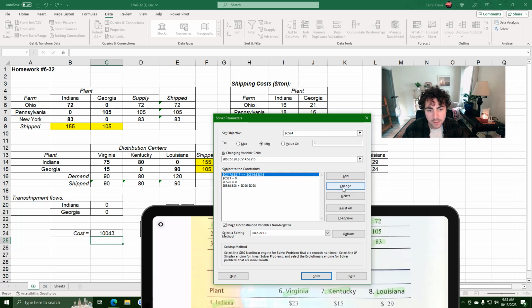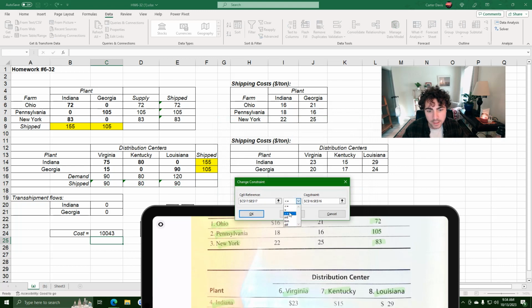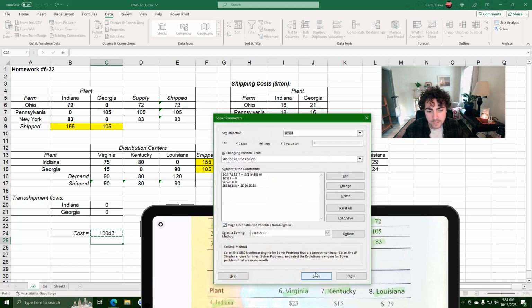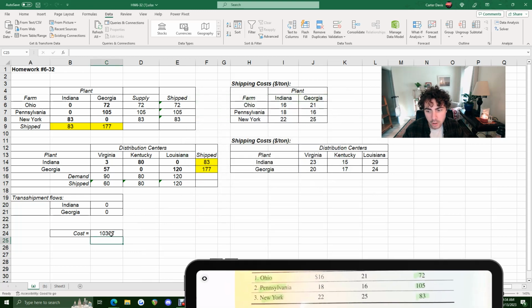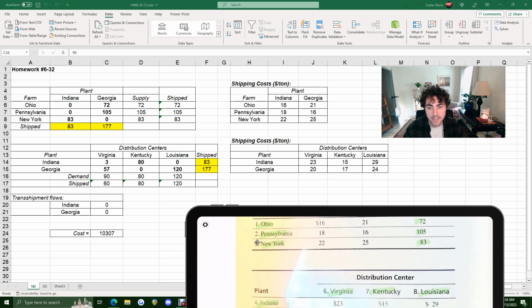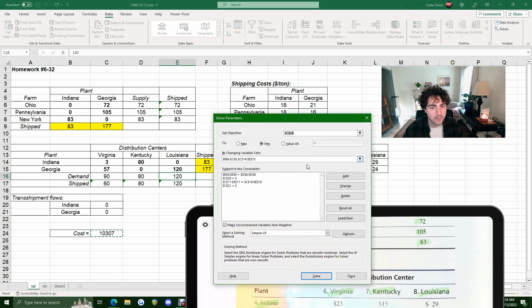I think what happened is when I tried to set it equal to and then you resolve it, you get a cost that's a few $100s more, and as you can see, however much is shipped still doesn't meet the demand. 60 is not meeting the demand of 90. So even though you set these cells equal to these cells, it still produces something where these cells are not equal to these cells. So the idea is you might as well set it less than or equal to.